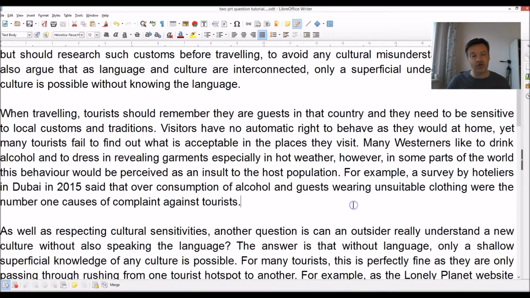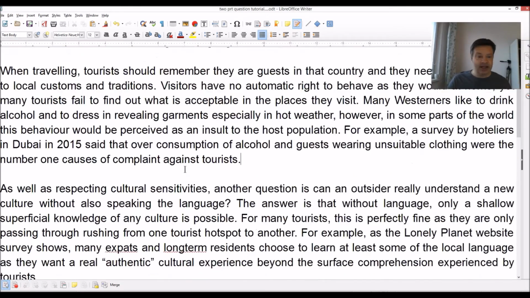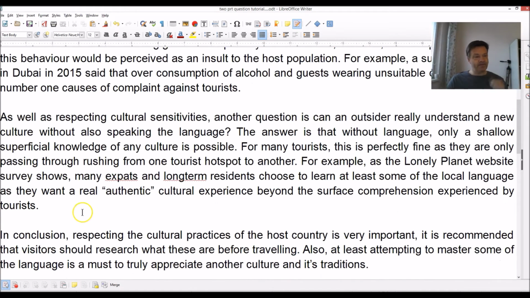So in terms of the structure, this is a little bit long, I've got 4 sentences there, but still, it's the general idea. This leads to this, leads to this. Here's an example that illustrates my point. So, question 2, is it possible to learn a new culture without learning the language? Let's see. So, sentence 1, main idea, explain, example.